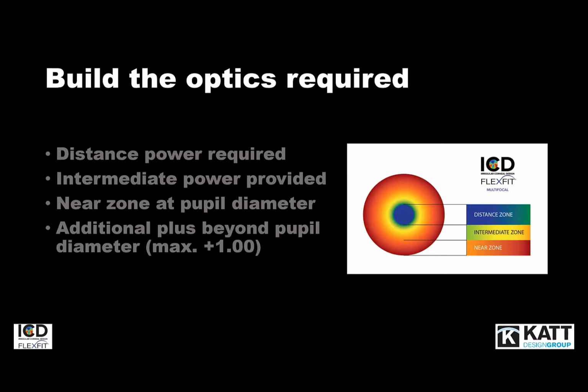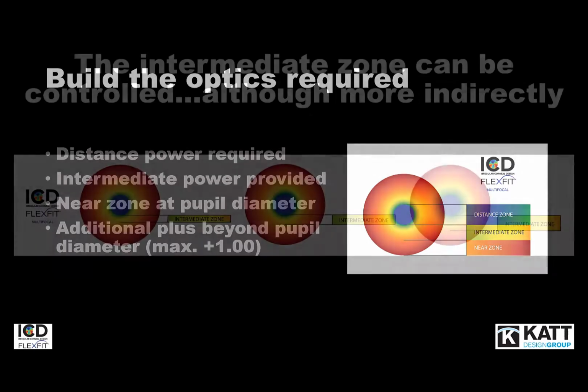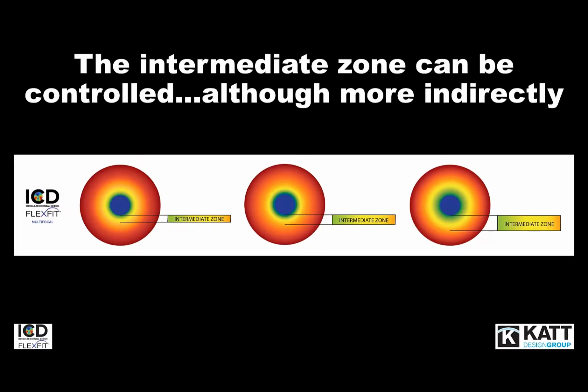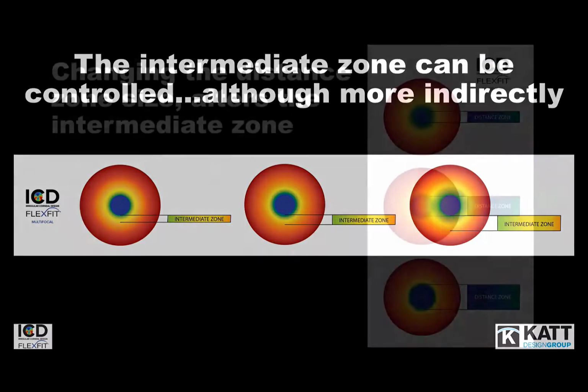The design also incorporates that additional 1 diopter of plus beyond the near zone diameter, which can contribute to additional magnification without increasing the aberrations exponentially for the patient. The customization of the ICD FlexFit Multifocal lens provides you control of the intermediate zone width, although it's more indirectly controlled, so let's explain what that means.